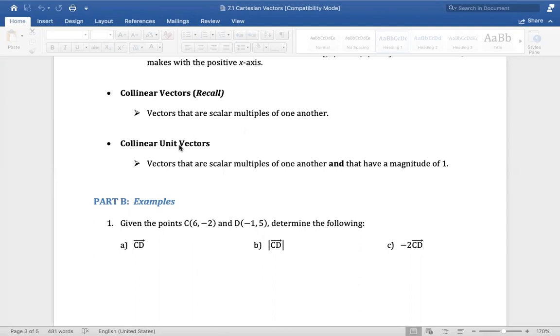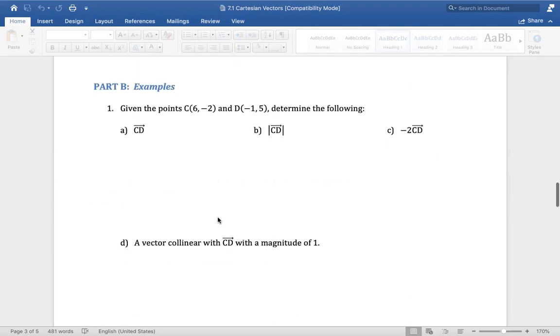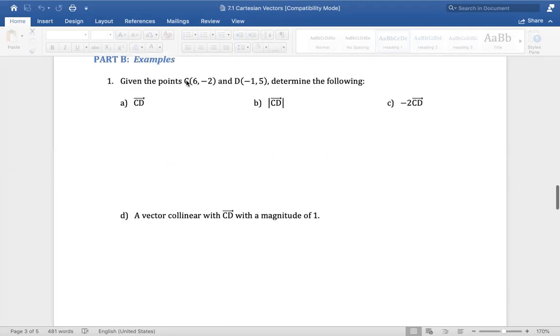So collinear could be moving in the same direction or opposite direction, but it's also parallel to the original vector, let's say. They're parallel to each other. So let's go over a couple examples. Example 1, if I have the point C, so this is a point, rounded brackets at 6 and -2, and I have the point D at -1 and 5, figure out the following.